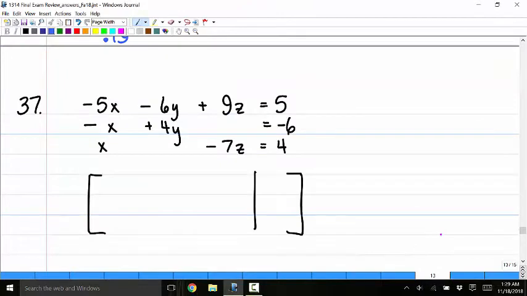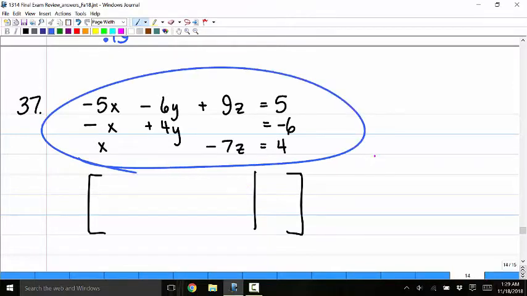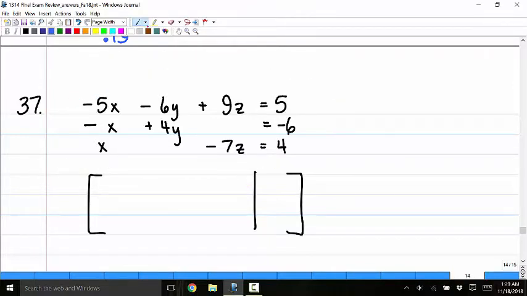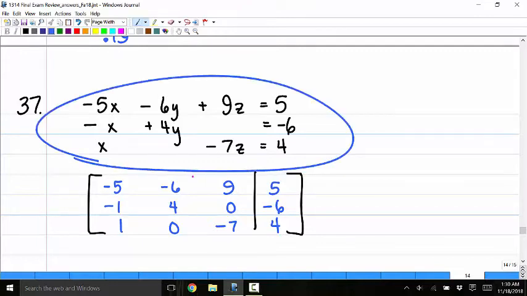Number 37 gives me a system of equations, and it wants me to write the augmented matrix. All I need to do is write the coefficients in a matrix. So I get -5, -6, 9, 5, -1, 4, 0, because there aren't any z's, -6, 1, 0, -7, 4. That's the augmented matrix for this system.